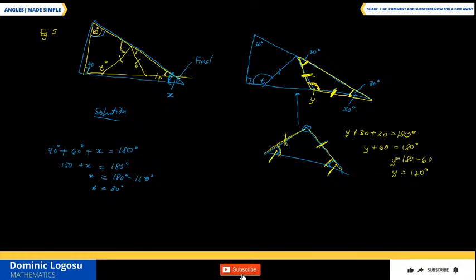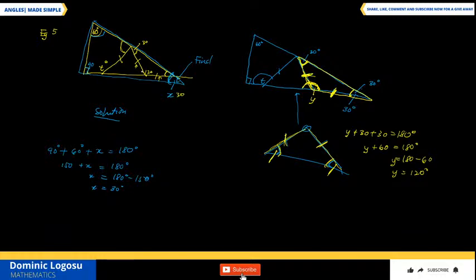I can see a lot of people saying y is 120. Yes, y is 120. Now that we've established that y is 120, we can easily find this side. Sorry, the diagram looks a bit messy, so maybe I'll redraw. We all know that this is how it looks. We've established that this one is 30, this is also 30, and this is 120.